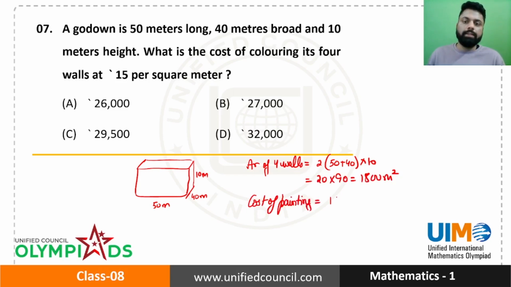Cost of painting is 1800 multiplied by the cost per meter square. 18 into 15 is 270 and then followed by 2 zeros. 27,000 is the answer.